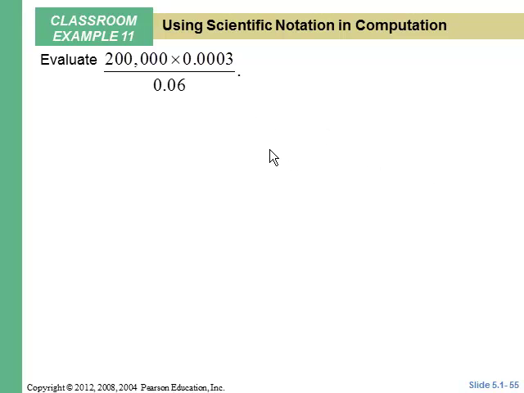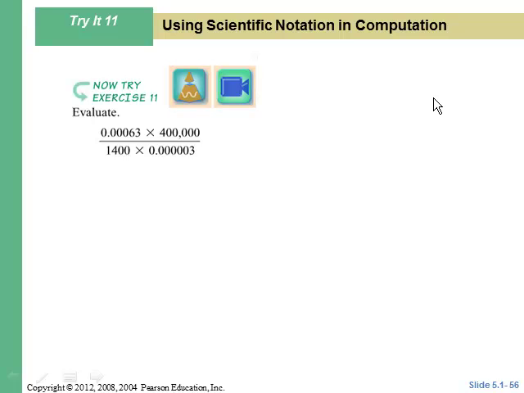Using scientific notation for computation purposes, I would use my calculator for that, and I would write 200,000 times 0.0003 divided by 0.06, and I would get 1,000. Instead of using scientific notation, working with scientific notation is easy with a calculator, but otherwise there's no point to switch to scientific notation to solve your answer.